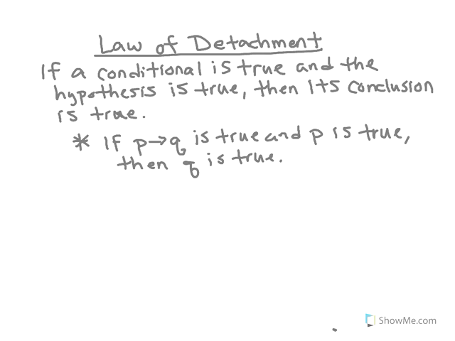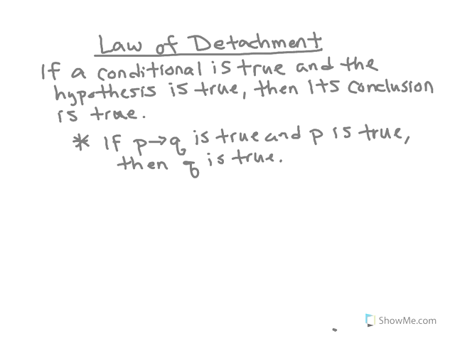Okay, so the very first law is called the Law of Detachment. The way the Law of Detachment works is very finicky, so you have to be very careful. If a conditional is true and the hypothesis is true, then its conclusion is true. And below here with a little asterisk, this is how it would look in symbolic form. If P then Q is true, in other words, if a conditional statement is true, and P is true, which is the hypothesis, then Q is true, which is the conclusion.